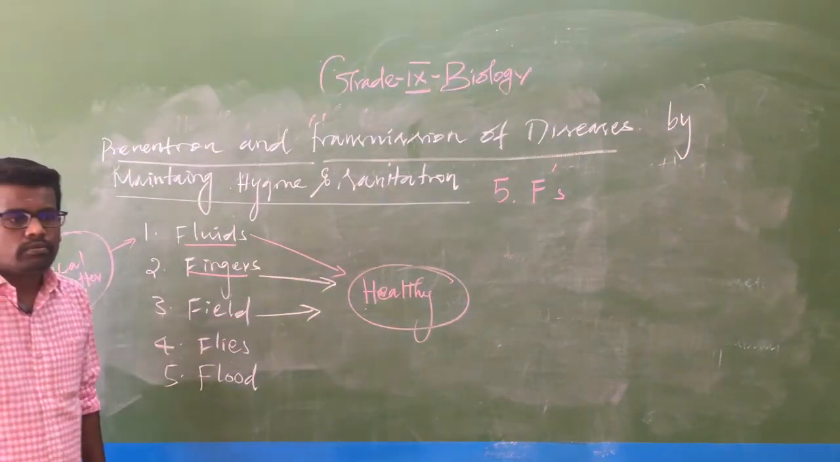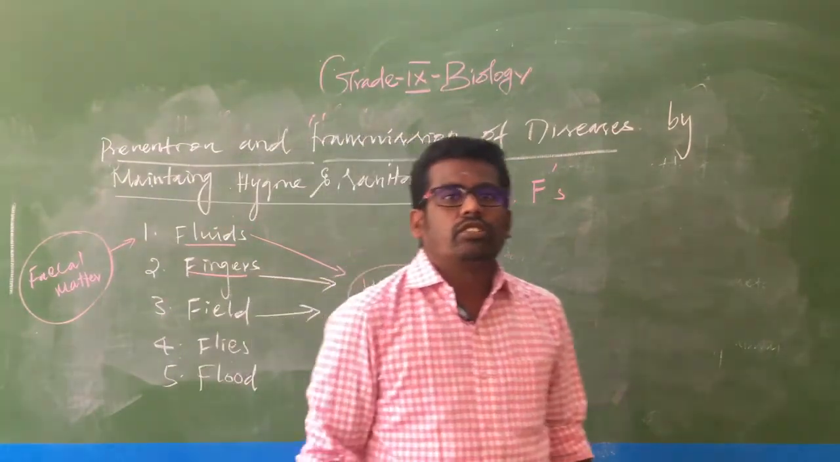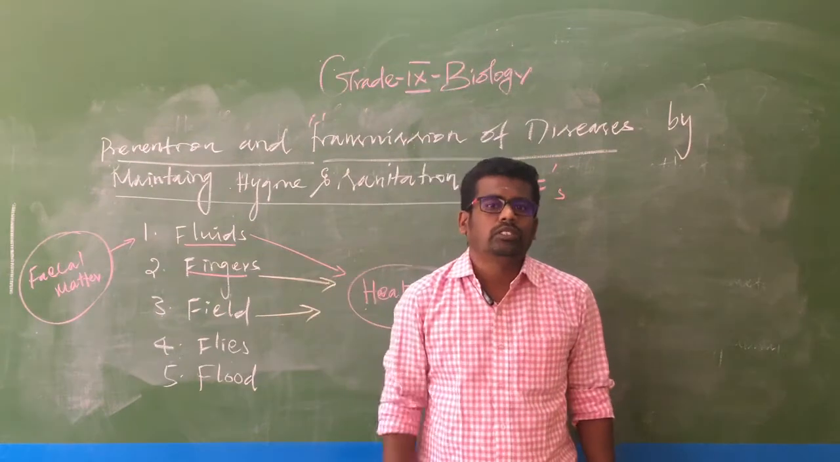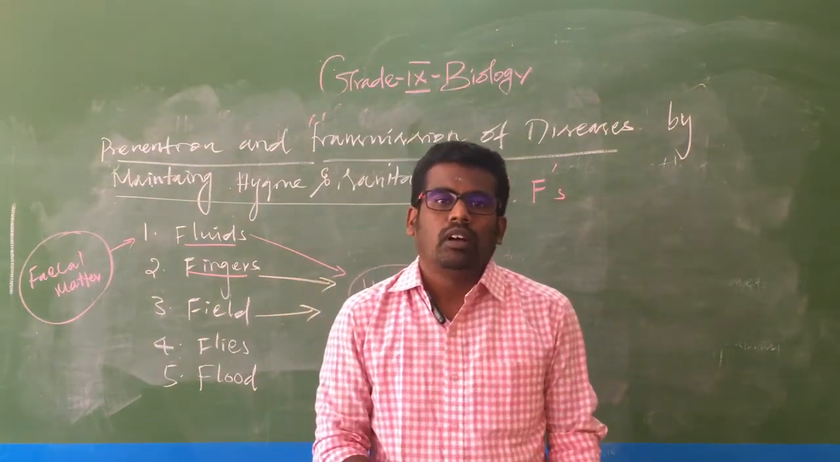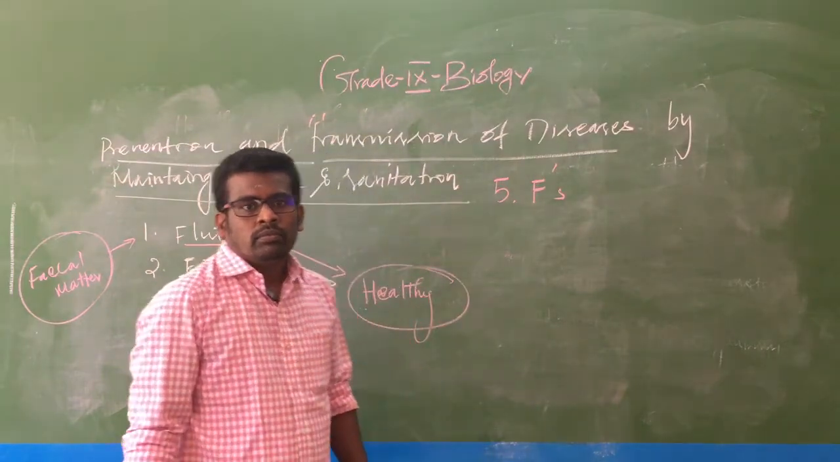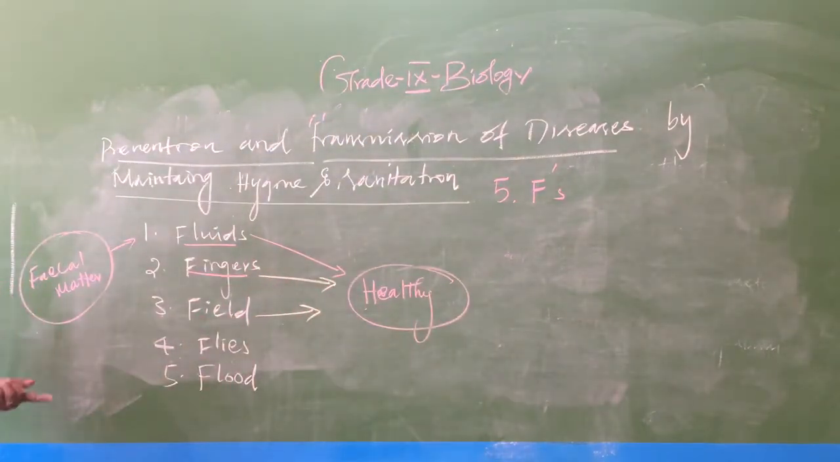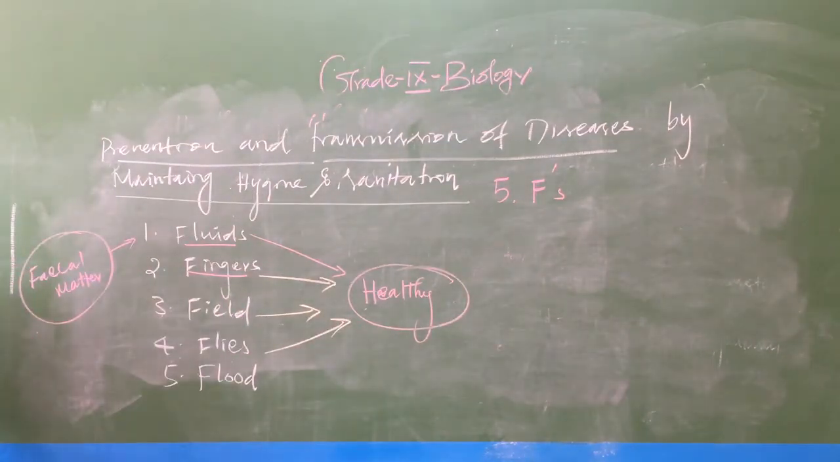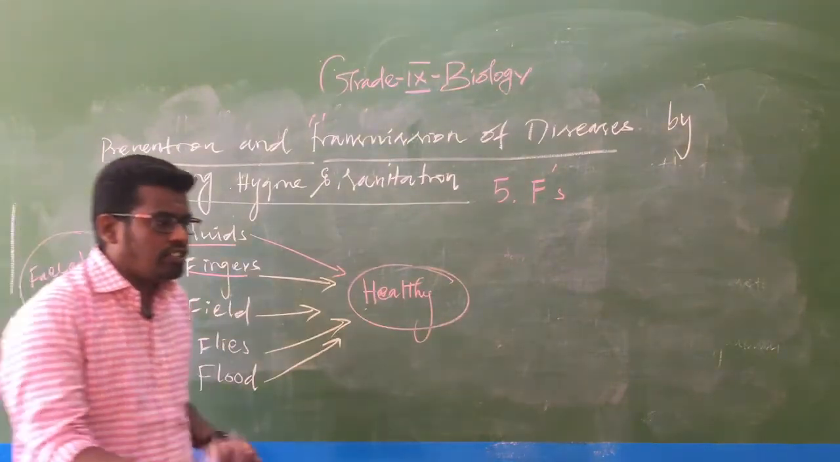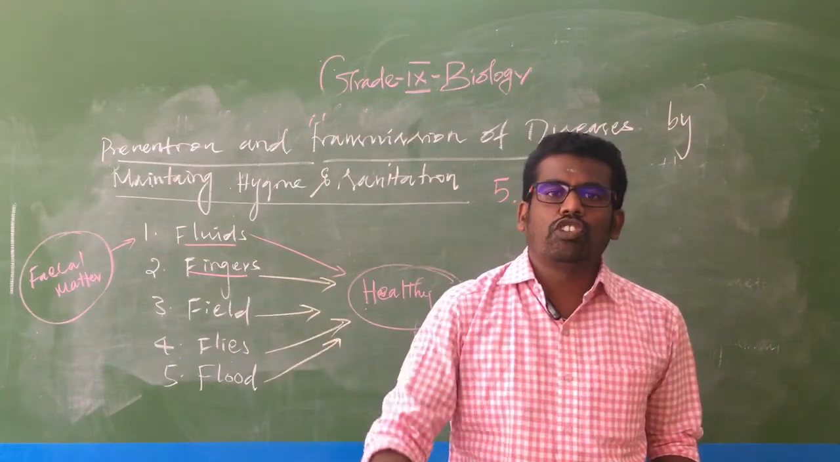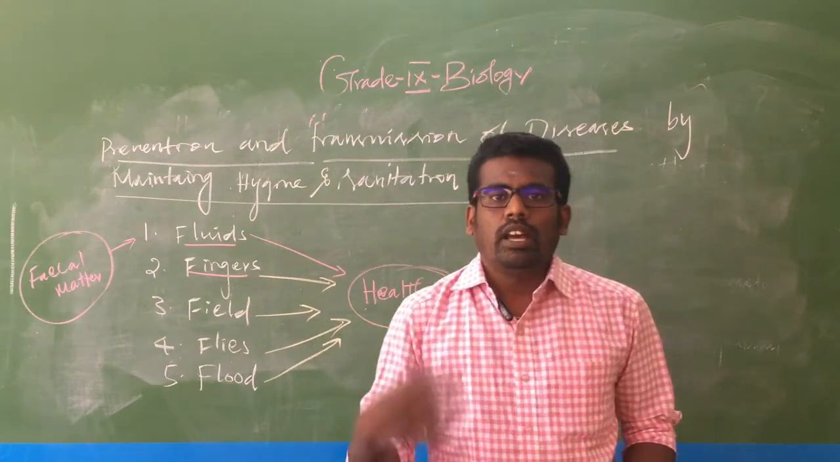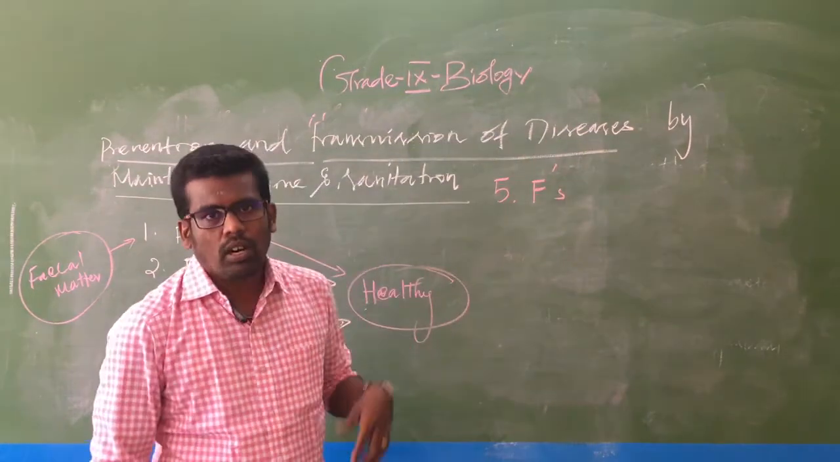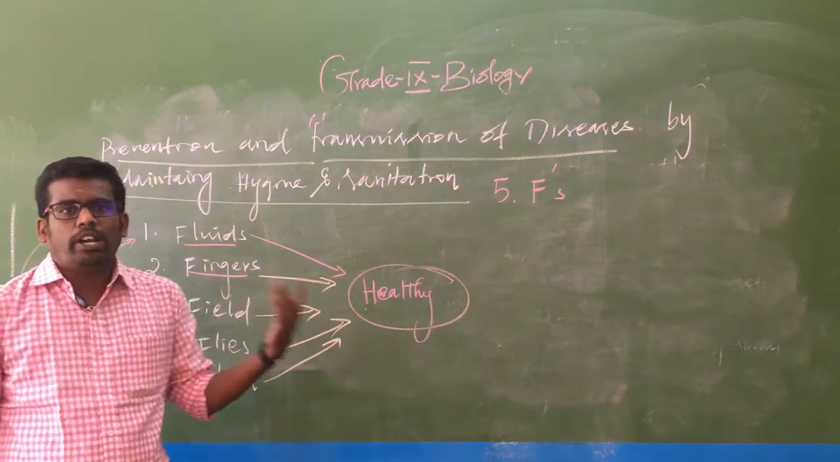Okay, and flies. When we cook food, it should be covered. When it is to be used, then you open the vessel. This is sanitation. And finally flood. Is there any proper drainage system? We can prevent the stagnation of water, and there is no chance for breeding of mosquitoes, and less chance of spreading diseases.